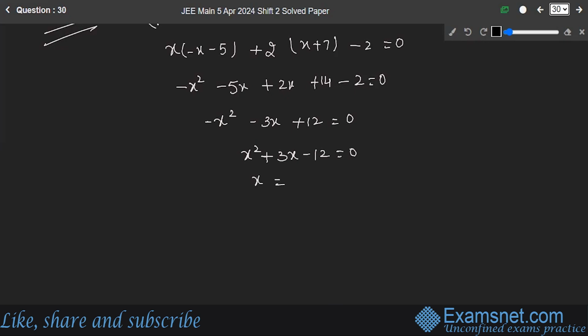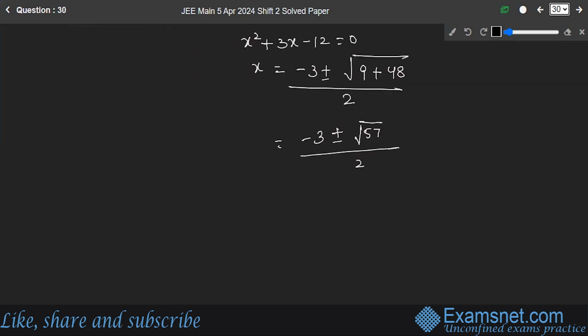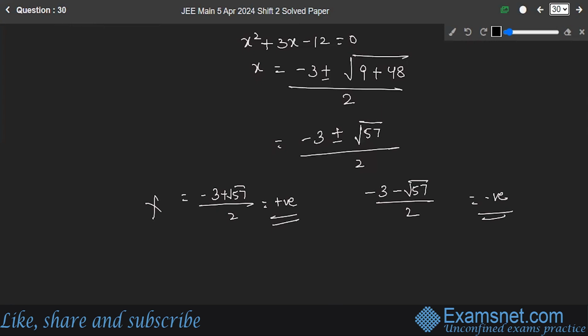So you have x is equal to, applying the quadratic formula, minus 3 plus minus root of b squared minus 4ac, that is 9 plus 48, upon 2a. Or this is minus 3 plus minus root of 57 upon 2. Okay, so there are the two possible values. One is minus 3 plus root of 57 upon 2, and another is minus 3 minus root of 57 upon 2. See, this will give me a positive value and this will give me a negative value below minus 7. So this is not possible, and this is, of course, you have one solution from here.